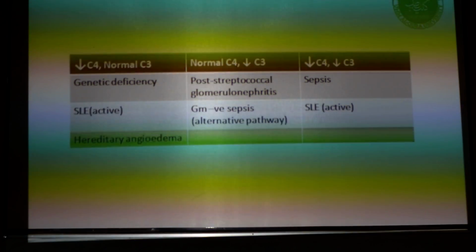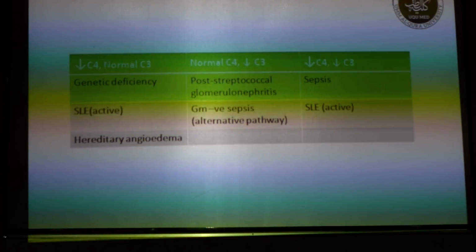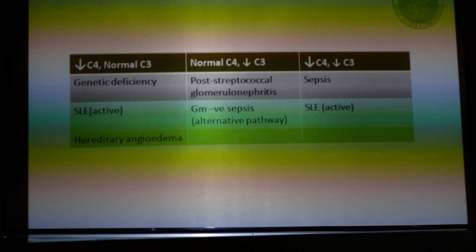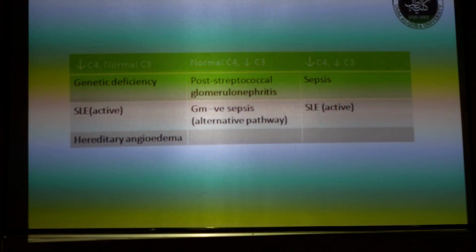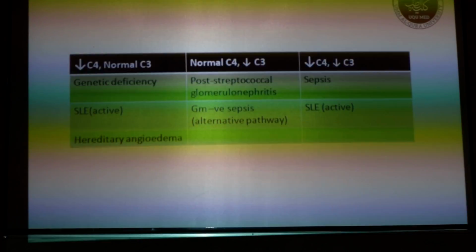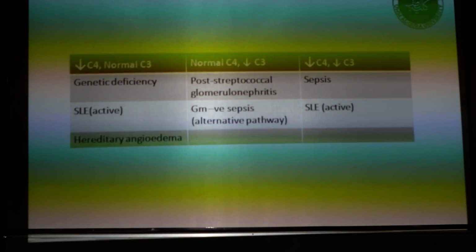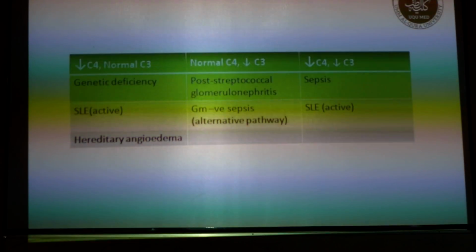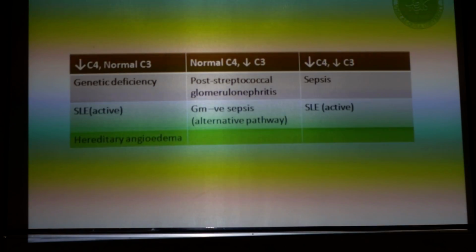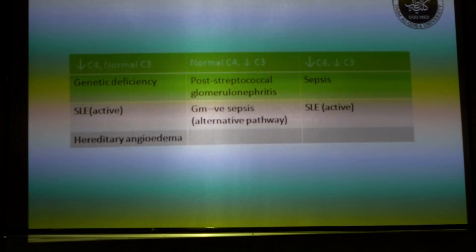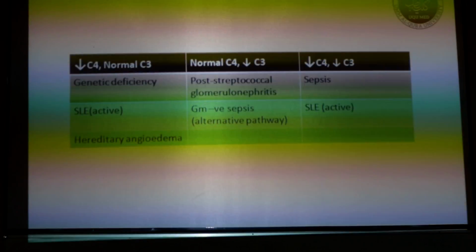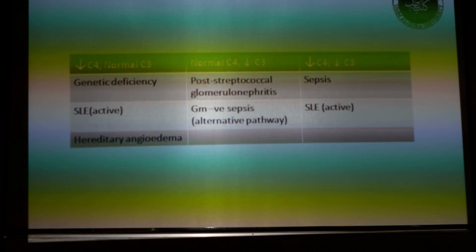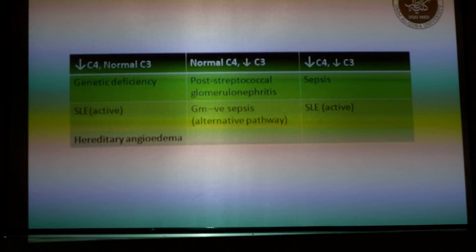We talked about SLE, and there is one more condition, hereditary angioedema. You saw I told you C1 inhibitor. What was the function of C1 inhibitor? It inhibits C1, separates Q from R and S. Some people have a defect in this regulatory enzyme, so they don't have C1 inhibitor. So what will happen?